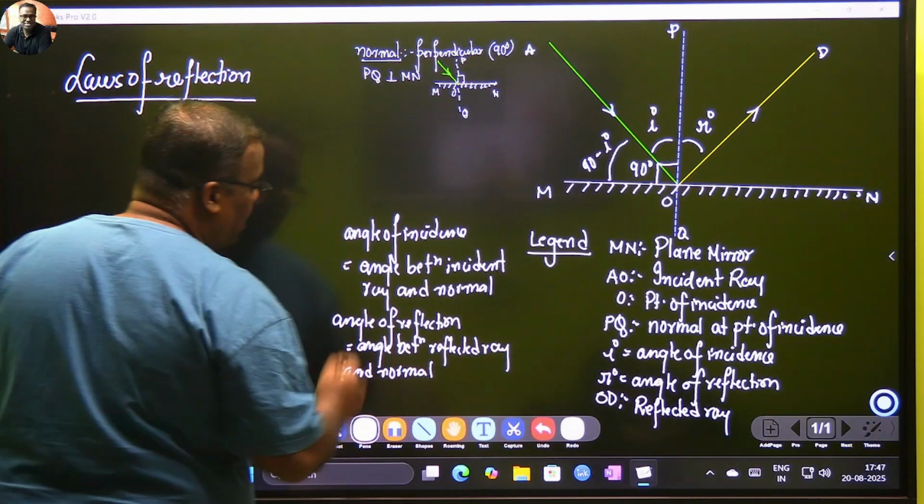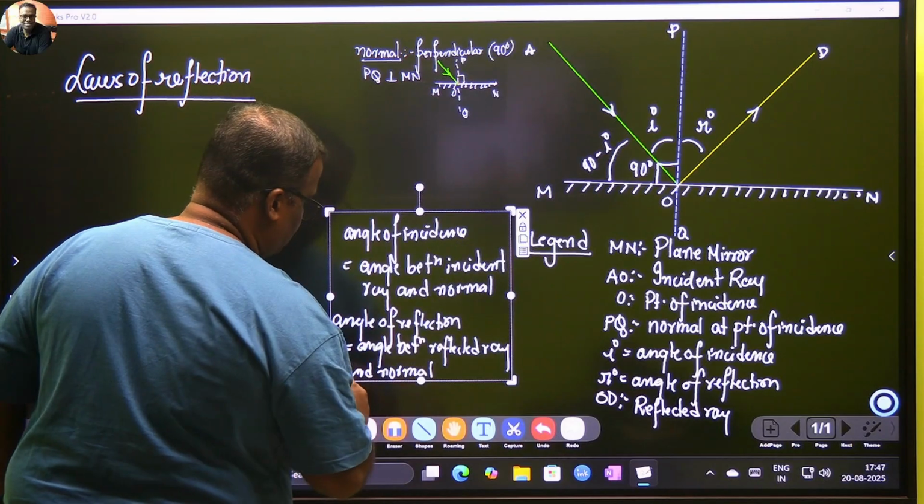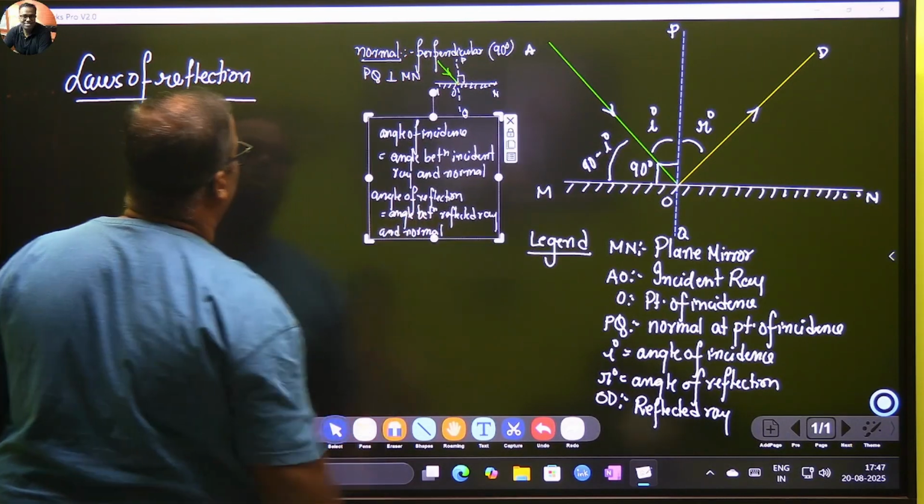And if you are fine, once you finish drawing everything, then we'll start writing what the laws are. I made this a little smaller. These are also kept out here.